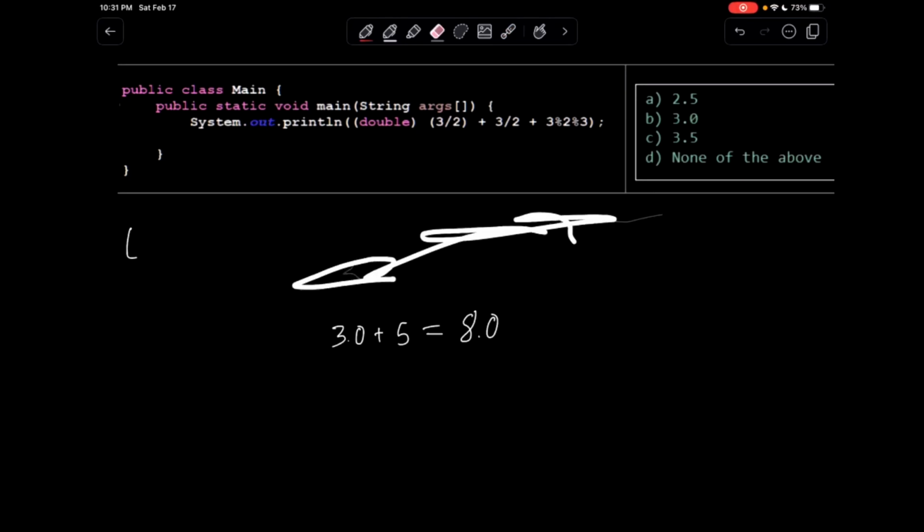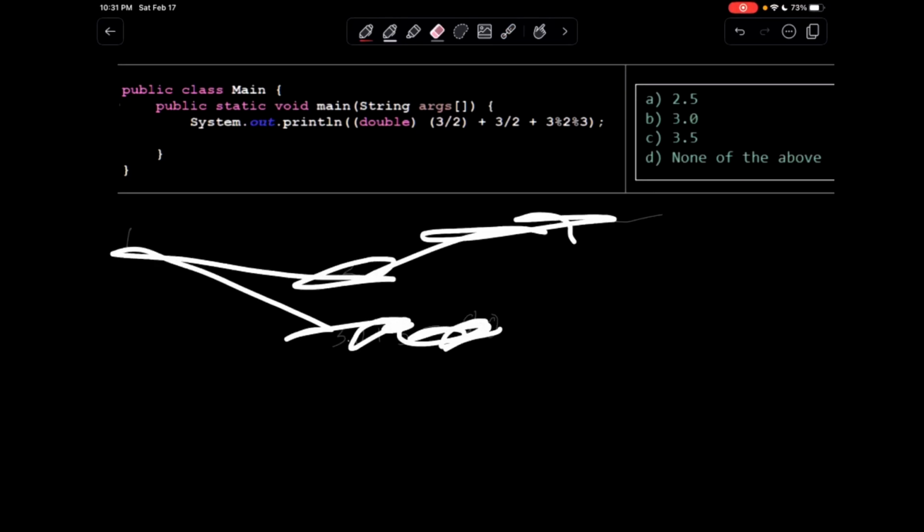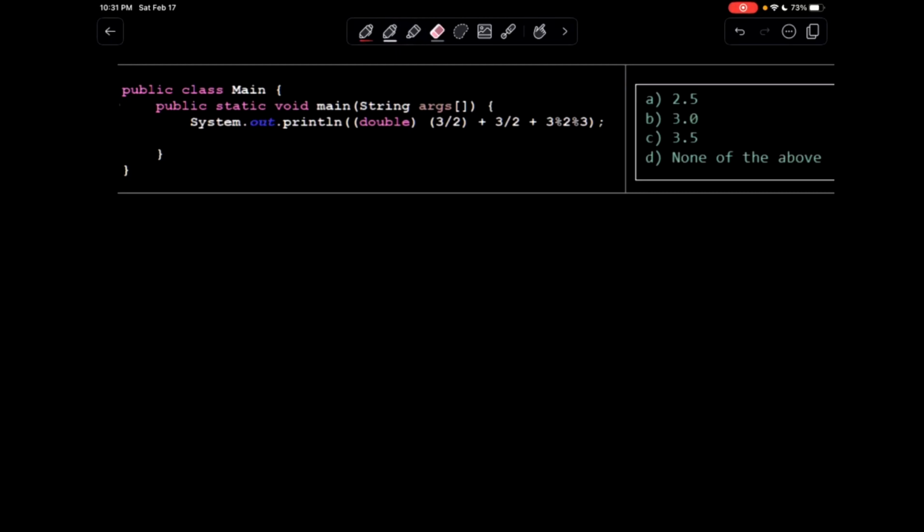So getting rid of all this, what I have is an integer 3 divided by an integer 2. So I have integer division since both of them are integers, right? So what I get is technically 1.5, but since it's integer division, you have to get rid of all the stuff to the right of the decimal, including the decimal itself.